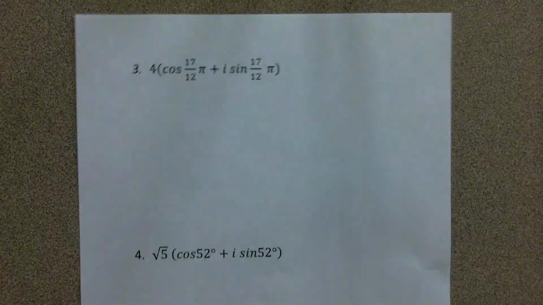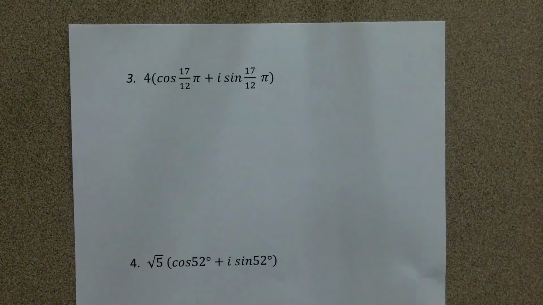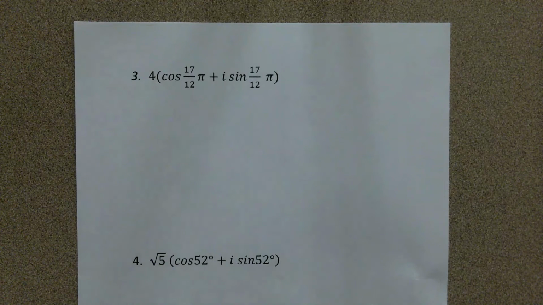All right, let's do a couple more. Let's get to some examples that are not on the unit circle. And you might be like, Miss G, but it's actually going to be a little bit easier. So we have 4 times cosine of 17 over 12 pi plus i sine of 17 over 12 pi.